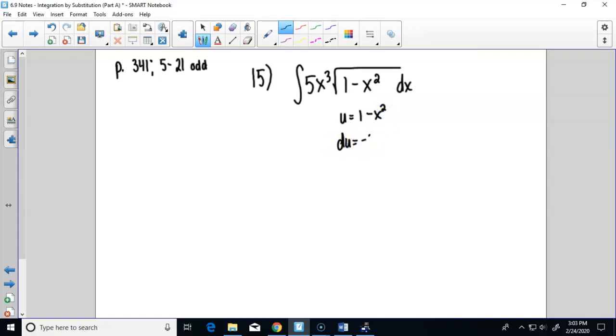Du would be negative 2x dx. But you got x to the third out here. So, I did look over this and I thought to myself, no, we can't do that one. But I realized when I looked at the answers, that's not what this is asking. This is the integral of 5x times the cube root of 1 minus x squared dx. And if I look at the answer, I can tell that that's what they were actually doing.